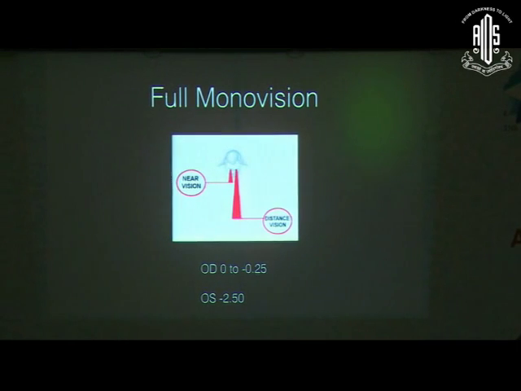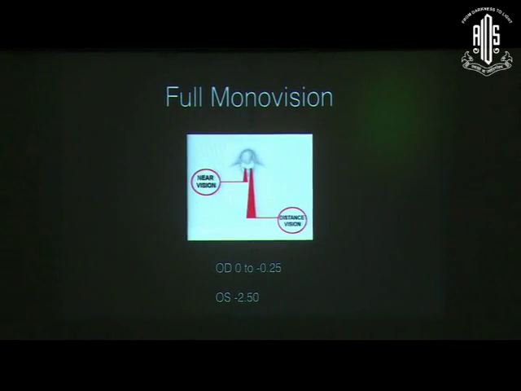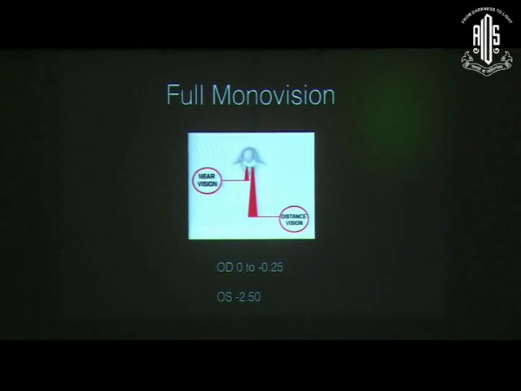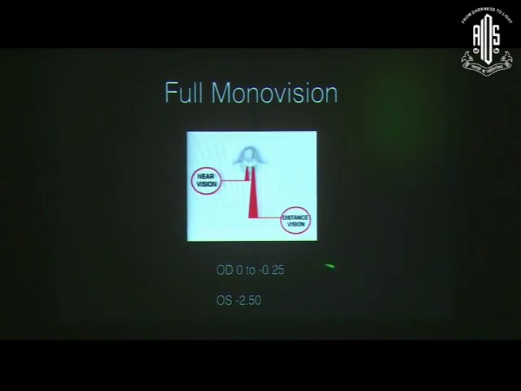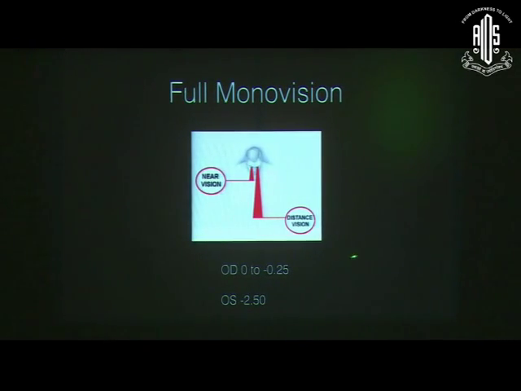So I thought we'll start with what monovision traditionally refers to. So monovision or full monovision actually means having one eye corrected for distance and the other eye corrected for near, where typically one eye is close to emmetropia and the second eye is at the maximum tolerable amount of anisometropia for that patient, which is typically somewhere around -2 to -2.5.